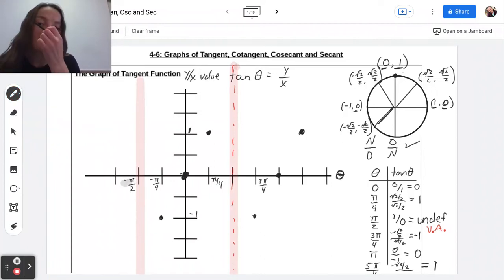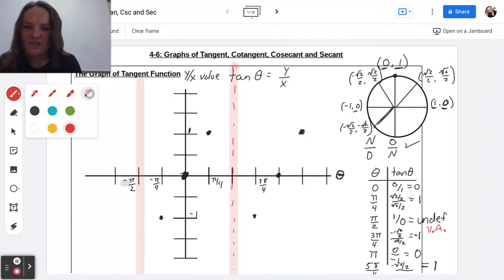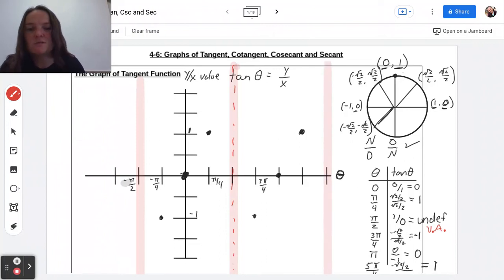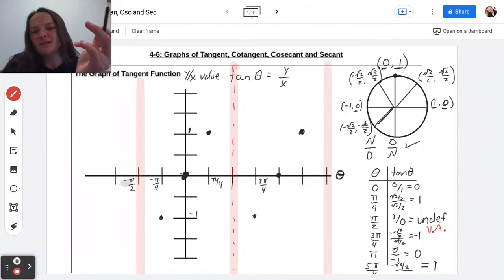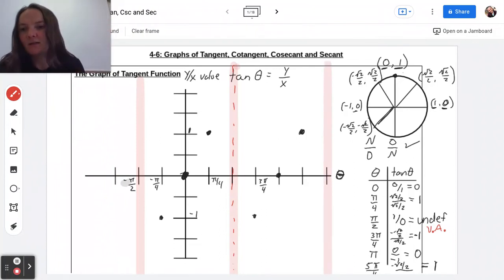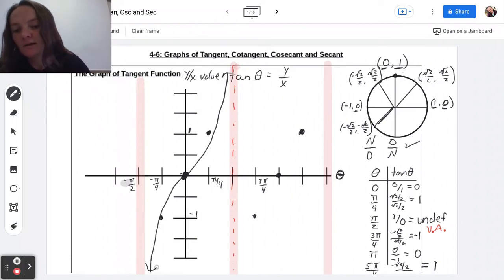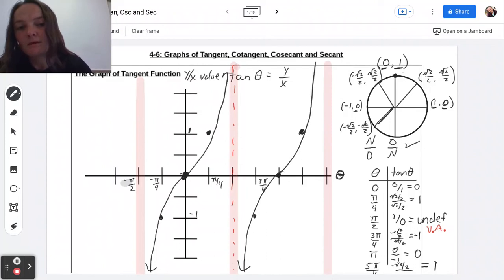So we can see here that there is some sort of pattern going on here. It looks like it actually only consists of about 3 to 5 points if you're counting the asymptotes. And we can see that the tangent, just like sine and cosine, is cyclical. Here's what it looks like if we complete the sketch using a smooth curve. It's going to look something like this.